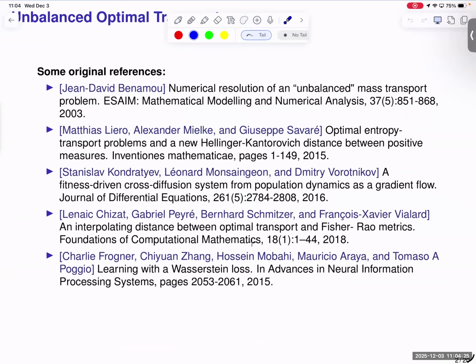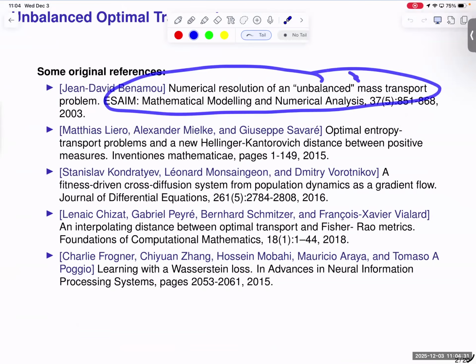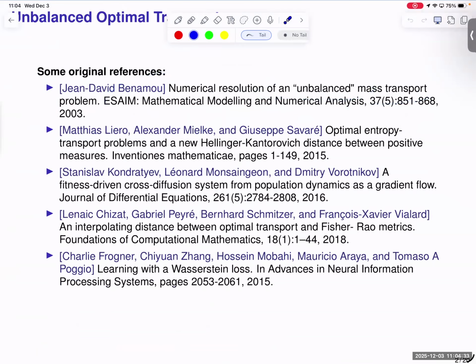John David Benamo started the discussion about unbalanced mass transport. Then later, the main references for us are these four works, especially these three. And Riero, Mieke, and Savare defined the so-called Hellinger-Kantorovich distance, which is now sometimes called Wasserstein-Fischer-Rao distance.